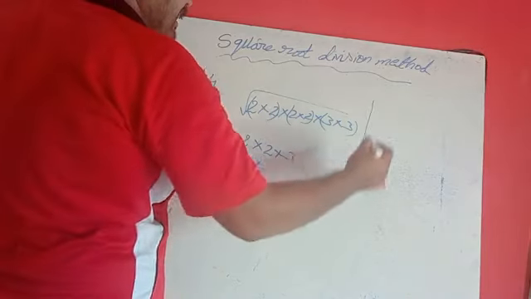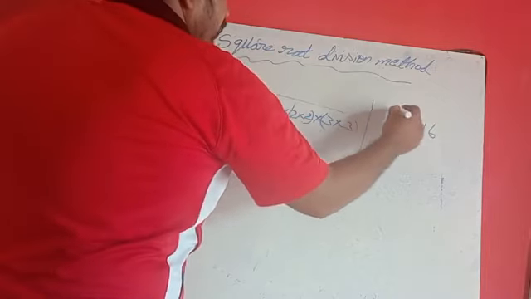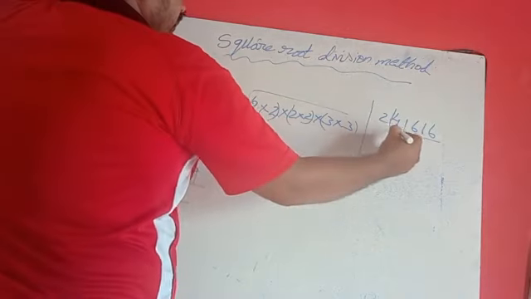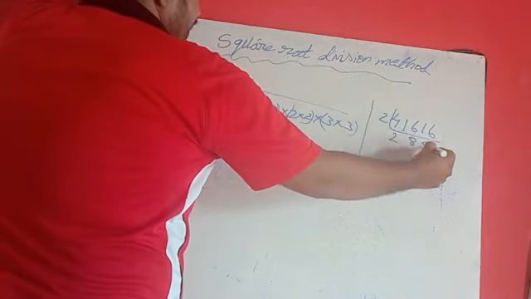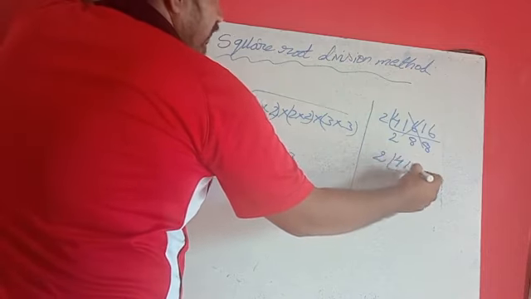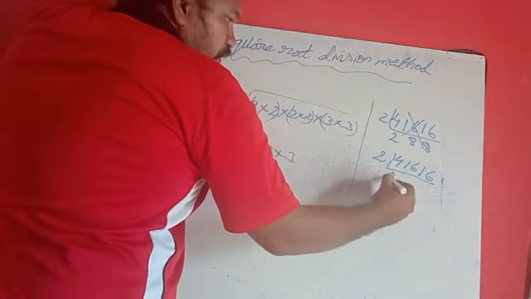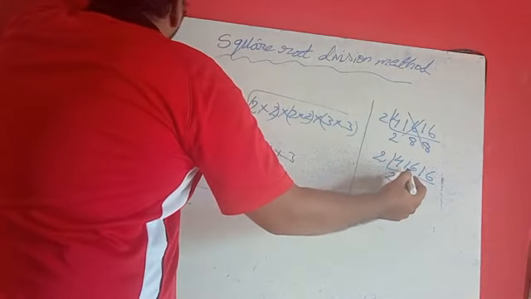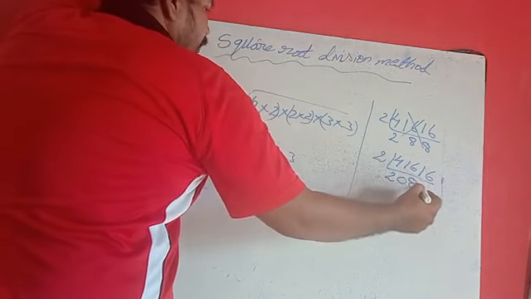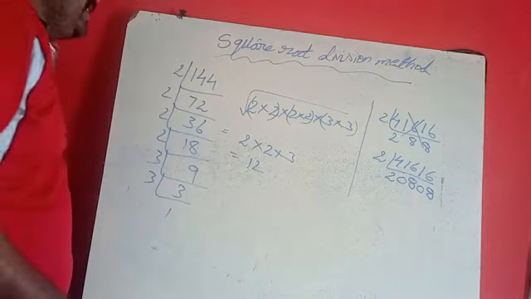But yesterday I gave one sum. For example, 41616 is given, to find its square root. So many students will do it like this: 2, 8, 8. This is wrong. 2, 4, 1, 6, 1, 6. 4, 1, 6, 1, 6. 2 table 4 is 2 times. 1 is not possible, put 0. 16 is 8 times. Again 1 is not possible. 0, 8 times. So many students will make this mistake.